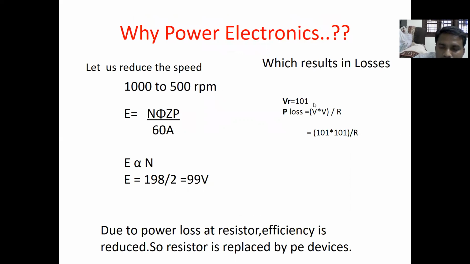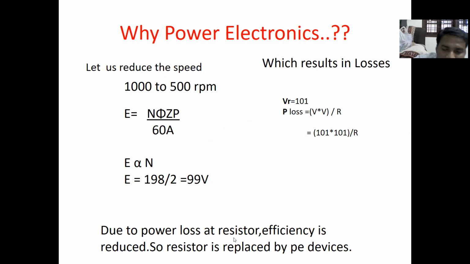So the power loss formula is V square by R. So 101 into 101 by that particular resistor. That means the losses are more because of the use of the resistor. By using a resistor, we can decrease the speed, but the losses are more. Due to power loss at the resistor, the efficiency is very much reduced.